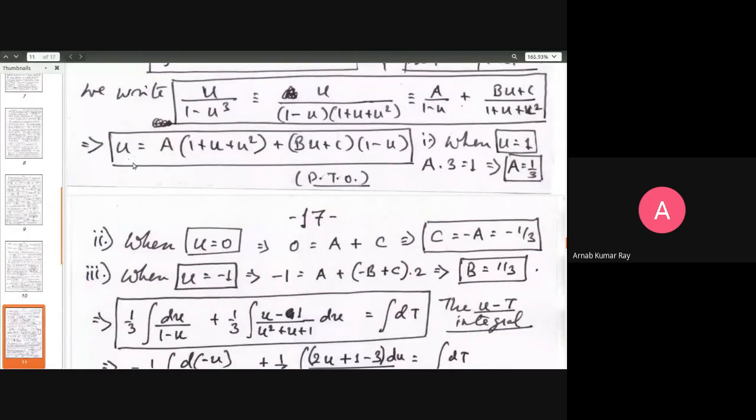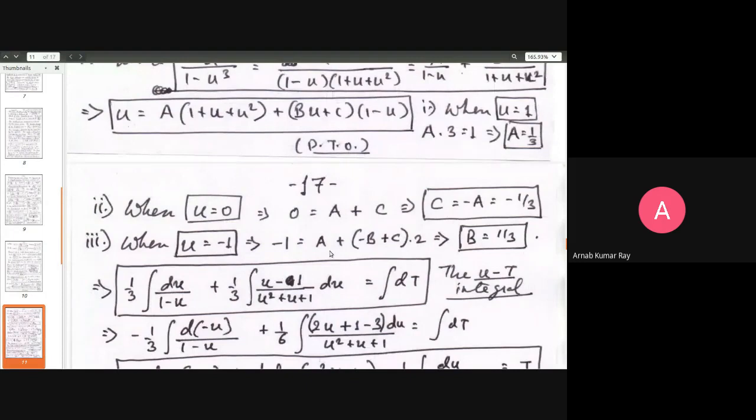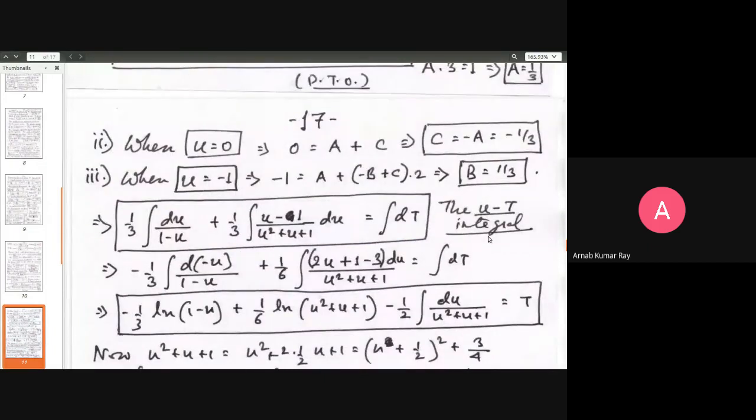When u is equal to minus 1, let's see now. If you have u equal to minus 1, then you have a into 1 minus 1, which is 0, plus u squared, minus 1 squared will be 1. So with u equal to minus 1, minus b plus c, and 1 minus of minus 1 will be 2. That is what you have. So then you solve for this equation. A is equal to minus 1/3. So you put all these things together and you'll be able to see b is equal to 1/3.